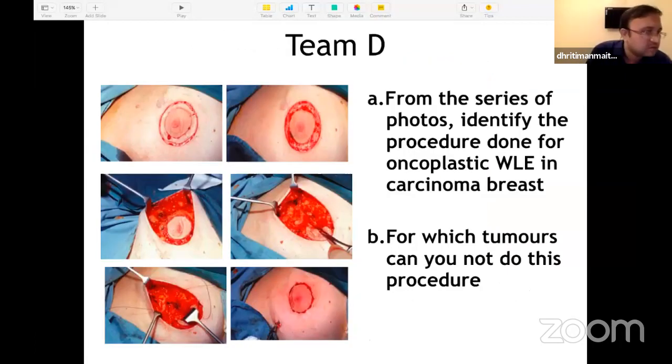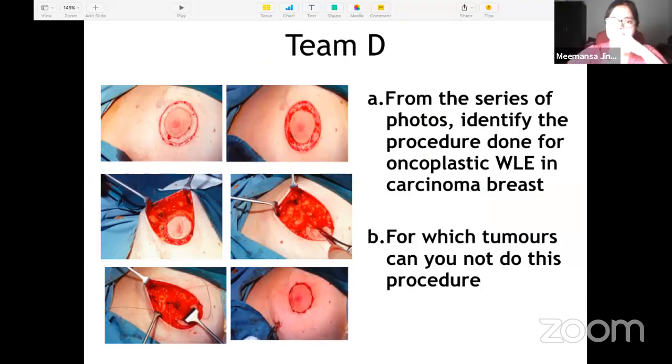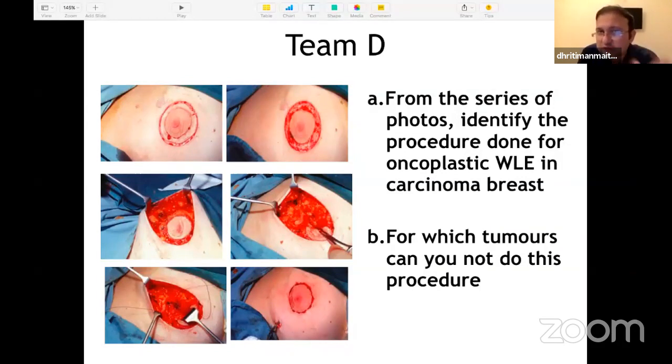Team C, Mimansha, I guess. Yes, sir. From the series of photos, identify the procedure done as oncoplastic wide local excision for carcinoma breast. For which tumors, meaning tumors located in which part of the breast, can you not do this procedure? The second part is very easy. You can answer from your common sense.